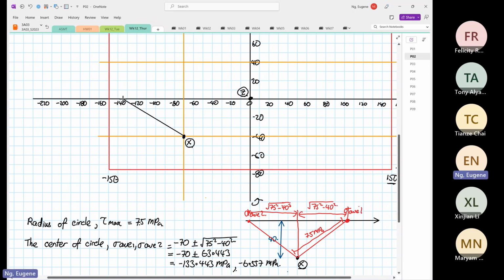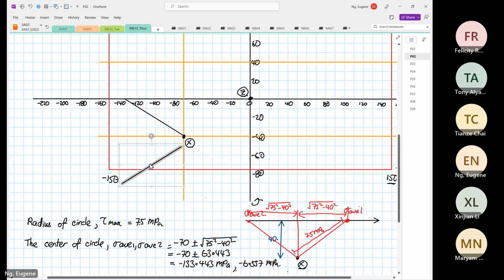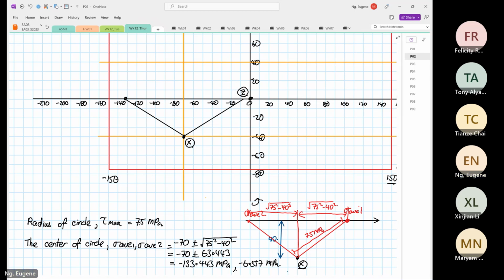So one is at minus 133. Okay, so 130, 133. This is just eyeballing, okay? And the other one is at, it's minus. Right. So this I'll call stress average 2, and this point over here is my stress average 1.